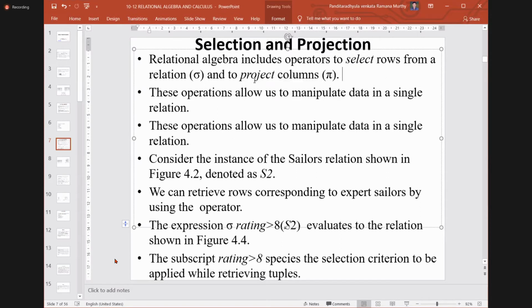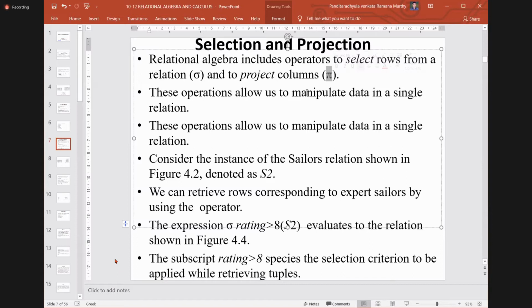What is the meaning of select operator? The select operator is for selecting rows from the relation or table. The project operator is for getting columns from the relation or table. So what is the purpose of the select operator? For getting rows from the table, whereas the project operator is for getting columns from the table.